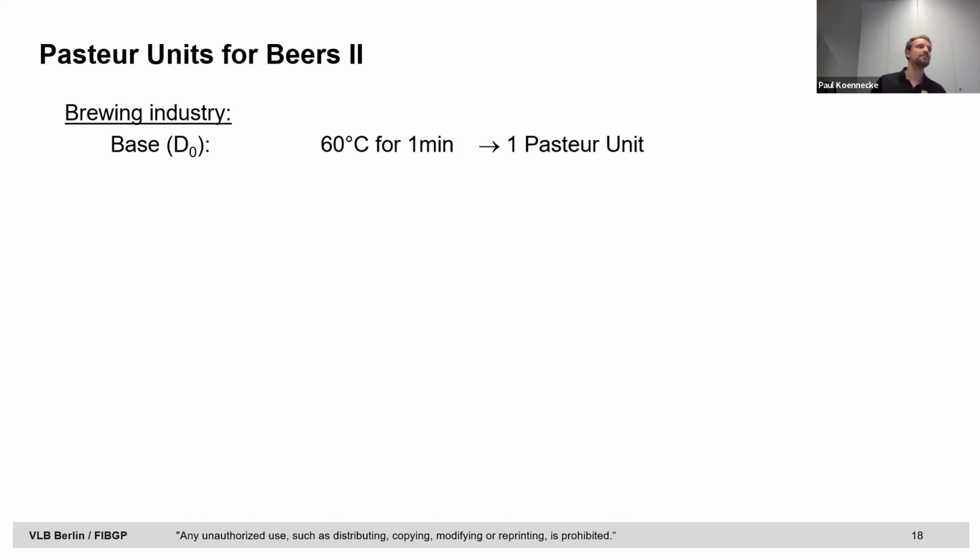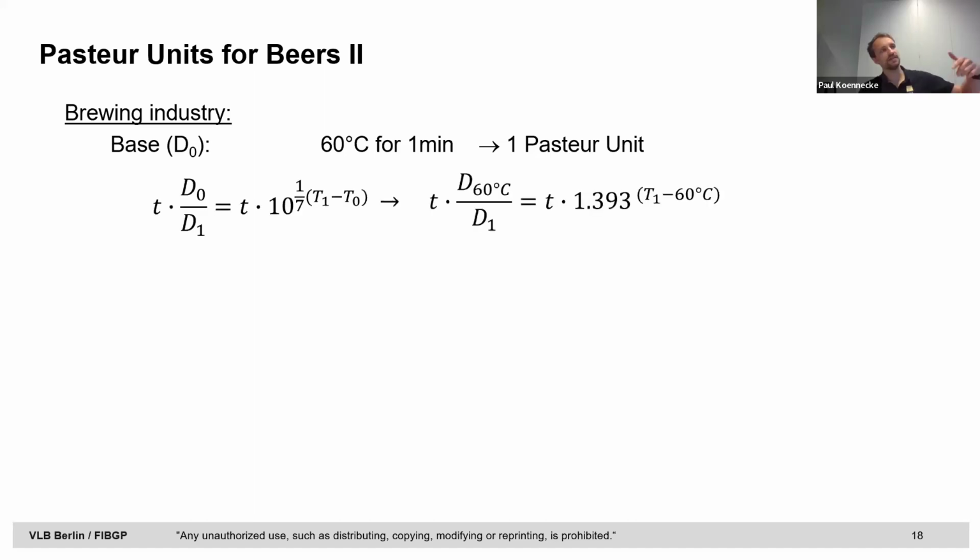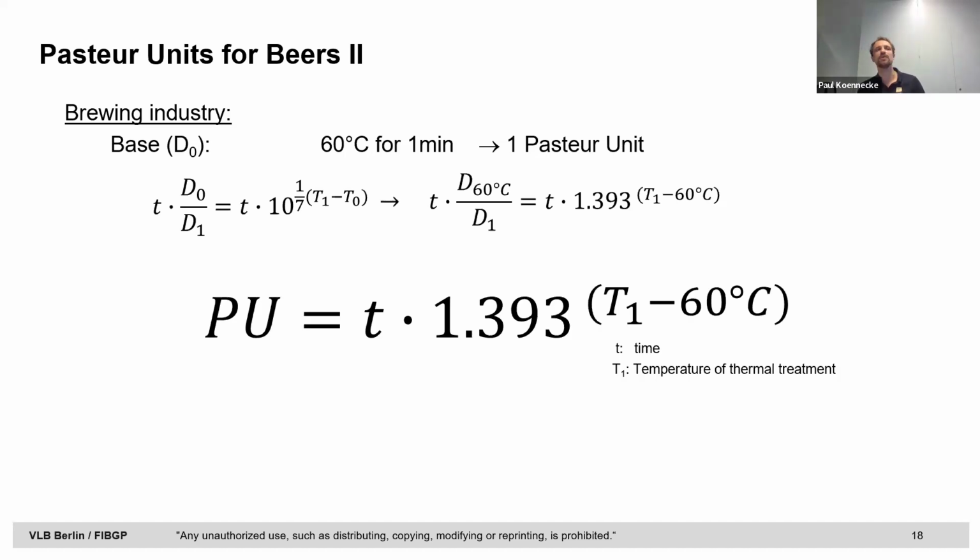And in the end, we use in the brewing industry the base D0, meaning that at 60 degrees we know that yeasts and other beer spoiling microorganisms are effectively killed. And when you hold a temperature of 60 degrees for 1 minute, we get 1 pasteurizing unit, 1 Pasteur unit. And if you now put this to the space of 60 degrees, and if you know that this 10 to the potence of 1/7 is not the 10 to the potence of 1/7, but it is 10 to the potence of 1 through 6.95, you come to this 1.393. And in the end, this is the definition of our Pasteur units we need and how we can calculate them.